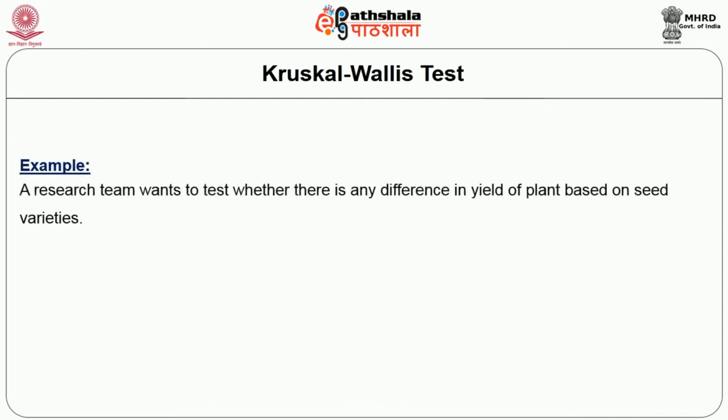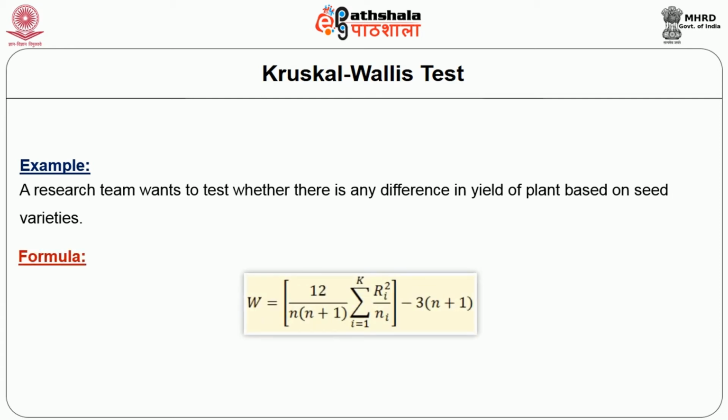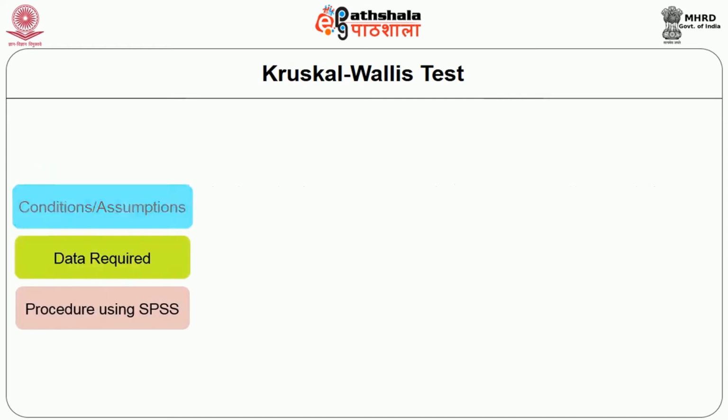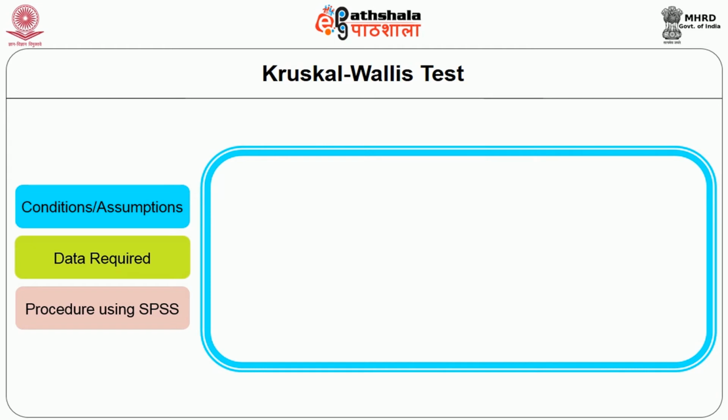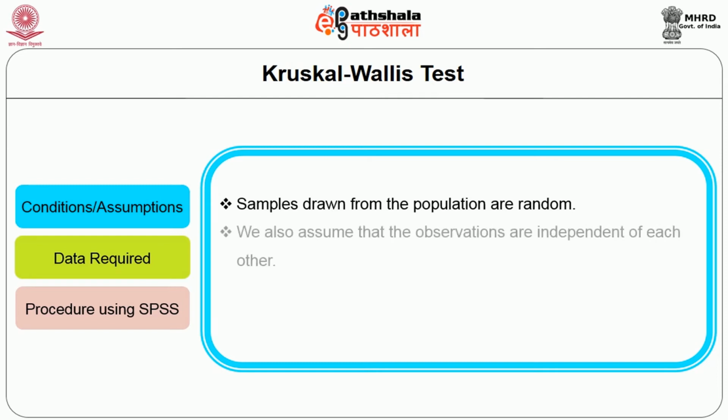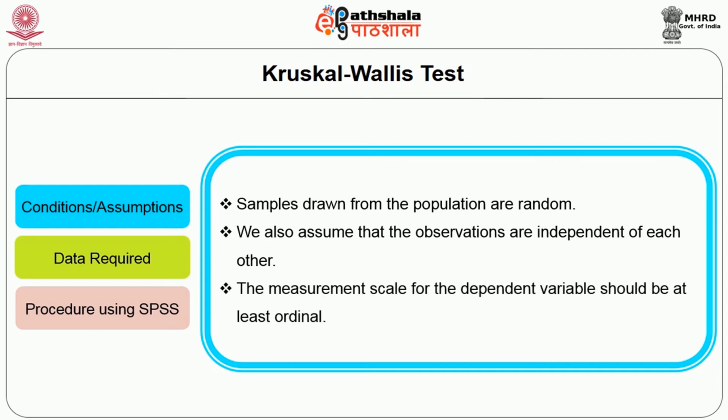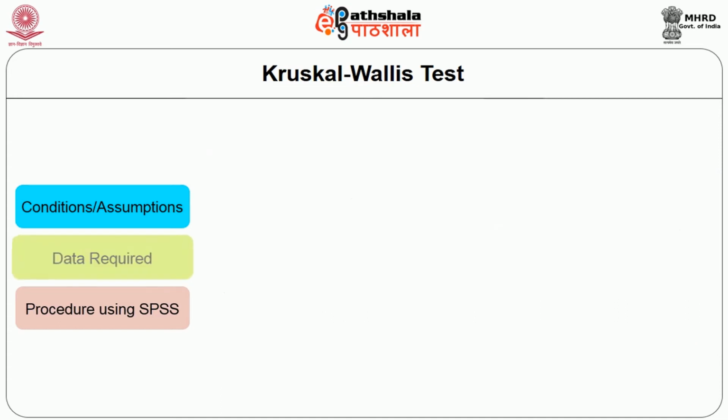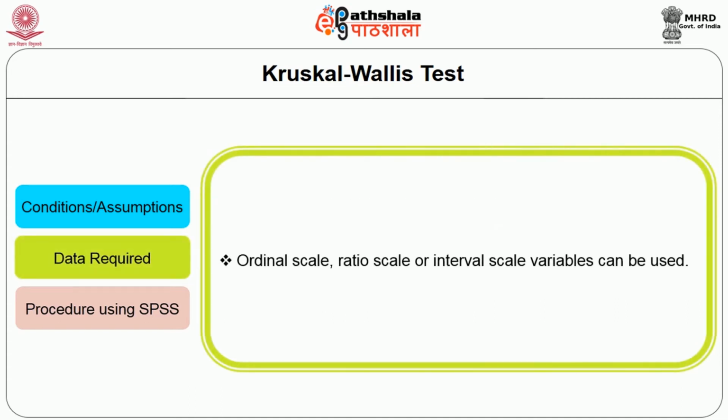Moving on to an example, a research team wants to test whether there is any difference in yield of plants based on seed varieties. And you can see the formula here for the Kruskal-Wallis test. The conditions to be satisfied before applying this test are: samples should be drawn from the population, should be random, and we also assume that the observations are independent of each other. Further, the measurement scale for the dependent variable should be at least ordinal.